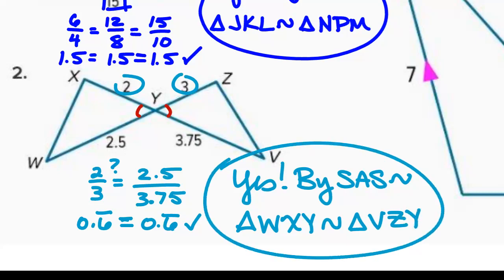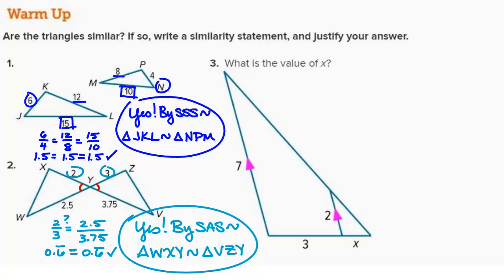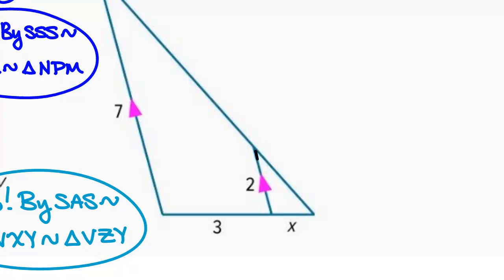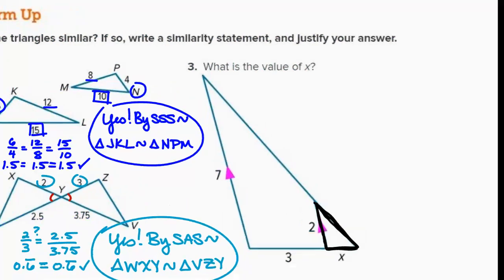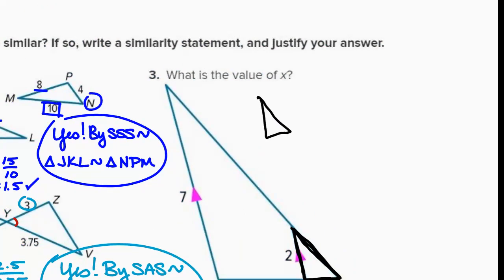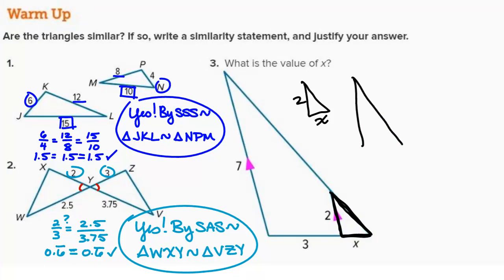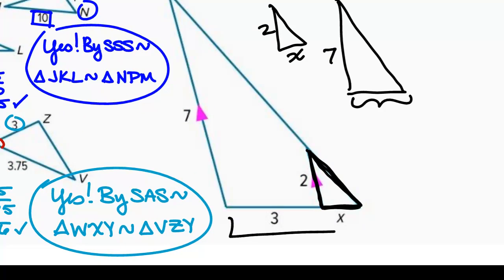All right, so those I saw a lot of really good work on. Number 3 is where a lot of us were getting confused though, so I want to walk through that one a little bit slower. So we've got 2 different triangles here. There's this little triangle here. I'm going to draw him separately. We know that this side is 2 and this side is x. And then there is the larger triangle where this side is 7. How big would the bottom side be? 3 plus x. You would have to add these 2 together here.